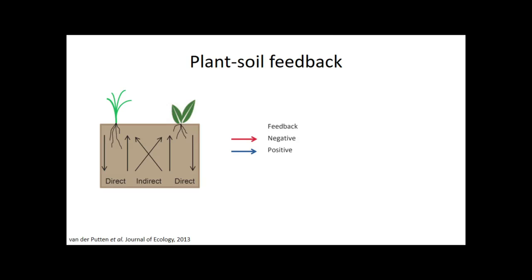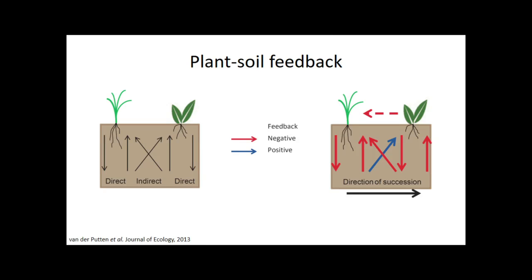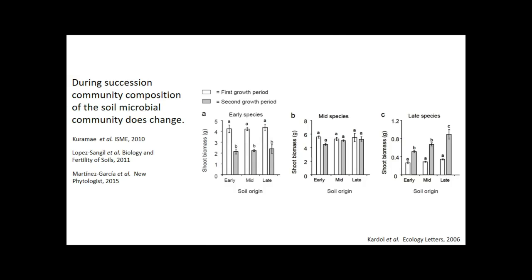It can be strong, it can be weak. And the majority of the plant species have a negative plant-soil feedback, which also includes crop species. For example, one cannot grow potatoes on the same field year after year because of the accumulation of pathogens. But also during succession, we believe that plant-soil feedbacks play an important role in the community composition of the plants. It is known that over the whole range of the succession, the soil microbial community does change.